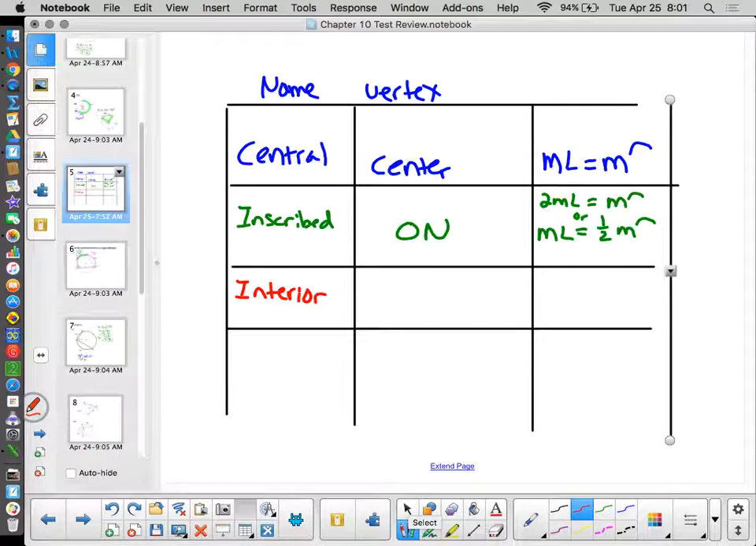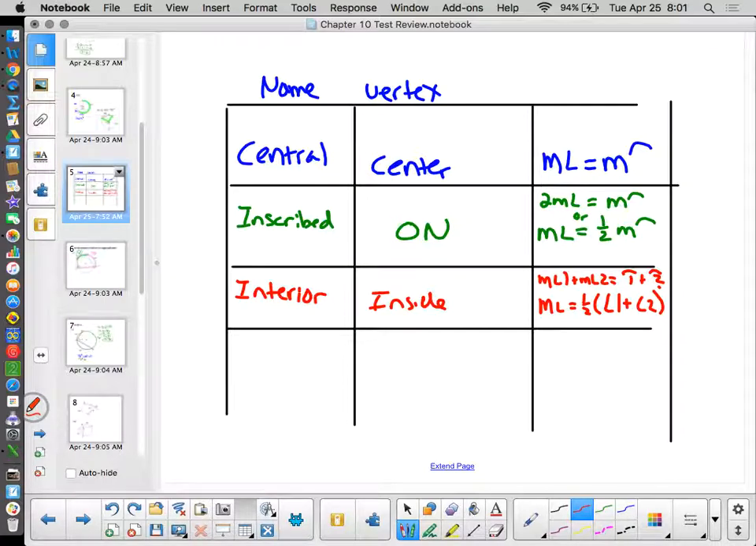Interior is inside, but not at the center. And with these last 2, we always get 2 arcs and at least 1 angle. So there are several different ways we can think about this. I can think the measure of angle 1 plus the measure of angle 2 equals arc 1 plus arc 2. Or the measure of the angle is 1/2 the sum of the arcs. Or 2 times the measure of the angle is the sum of the arcs, however you want to put it.